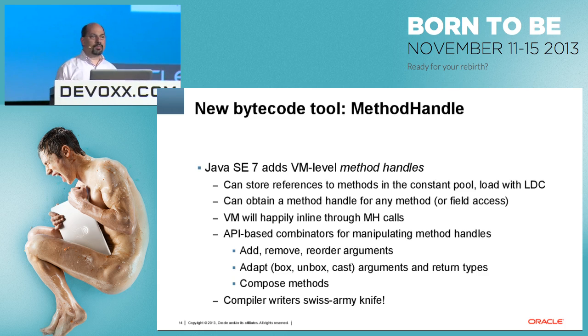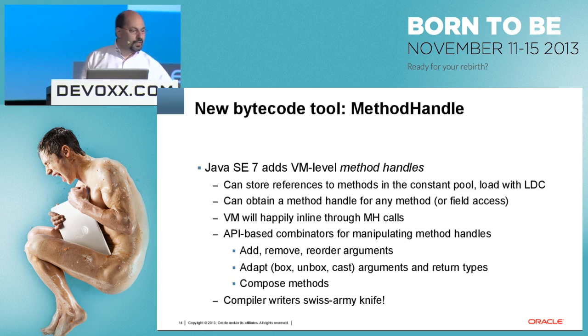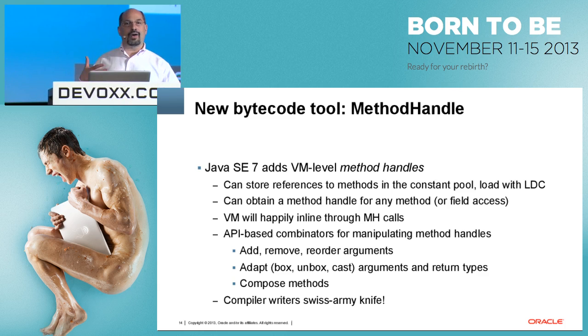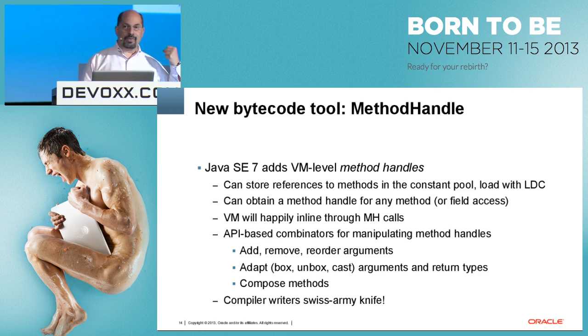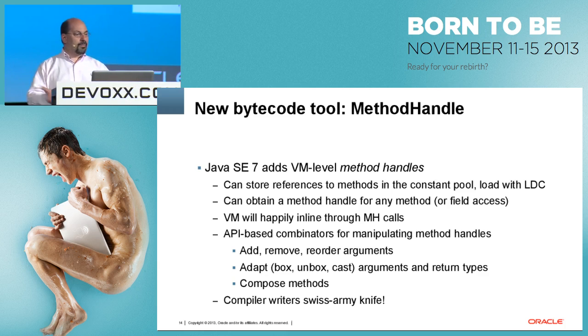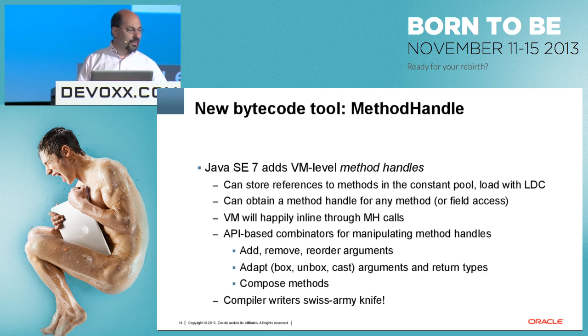Ordinary application developers don't write code that uses method handles, but compiler writers love it because you can generate method handle constants into the constant pool, and the VM will treat that as a constant load, and you can get a method handle for any method and combine them and do things with it. You can adapt one method handle to another using adaptations like casting and boxing and unboxing, etc.